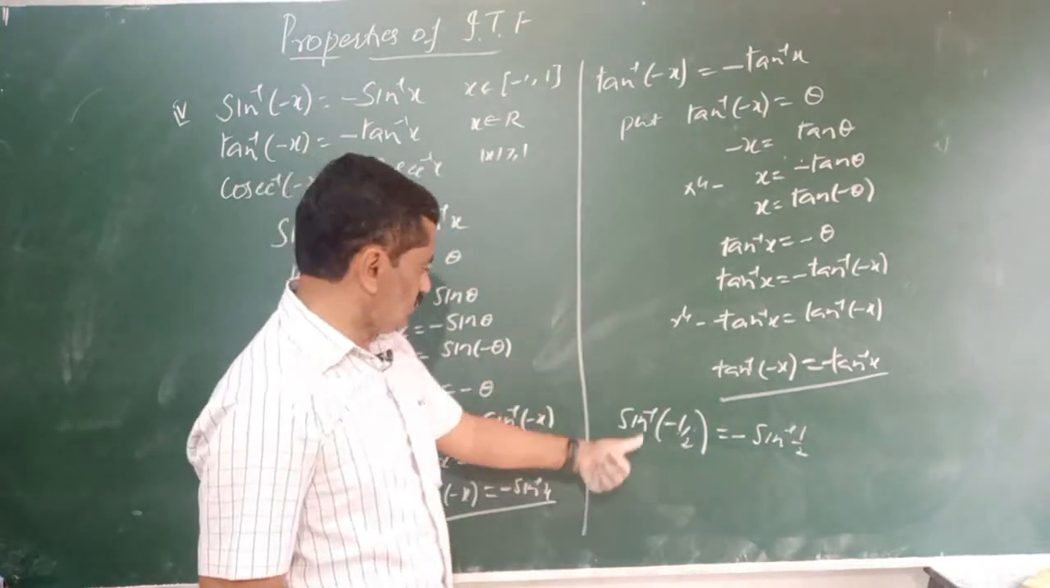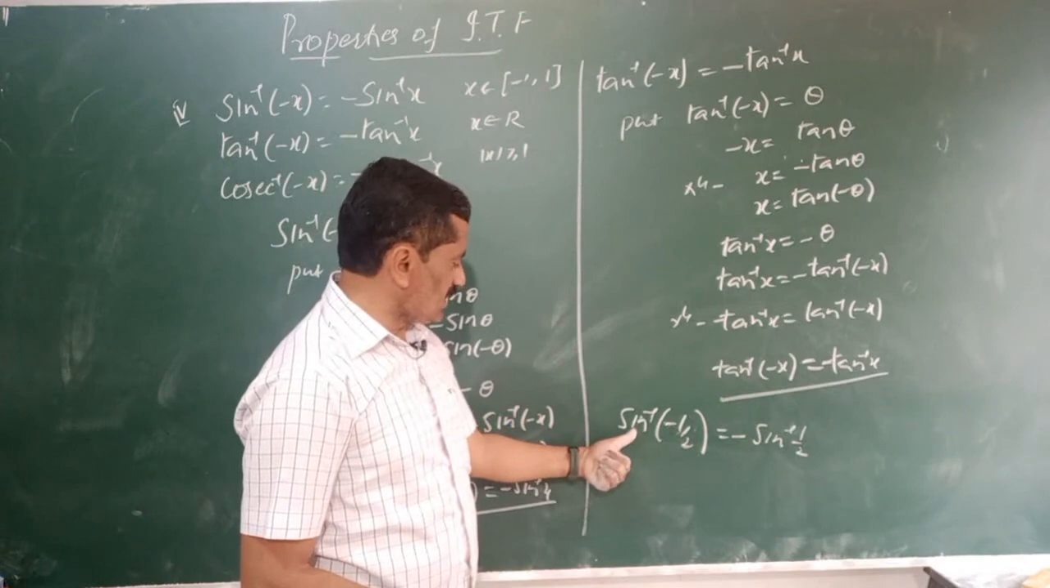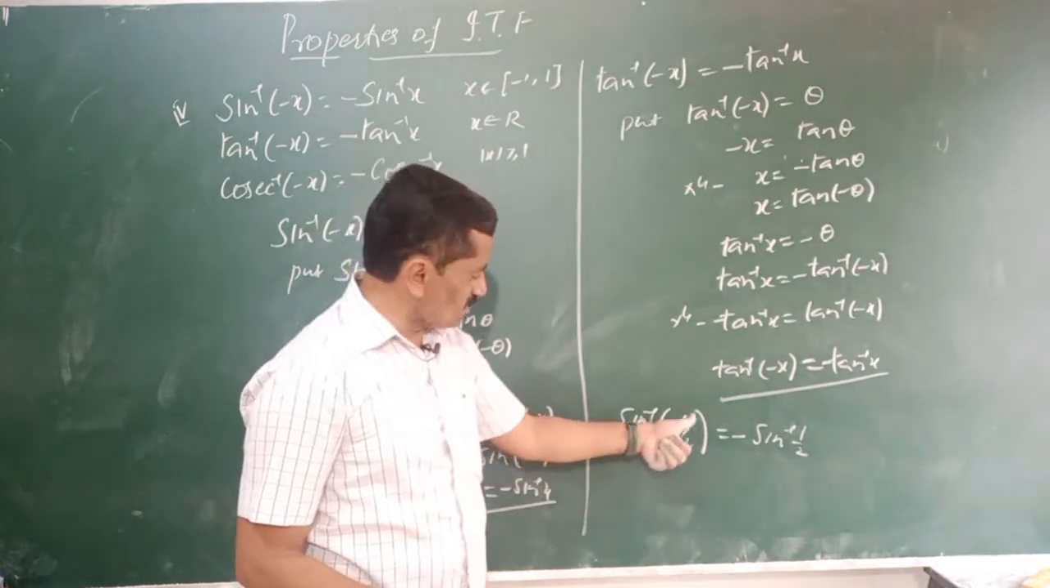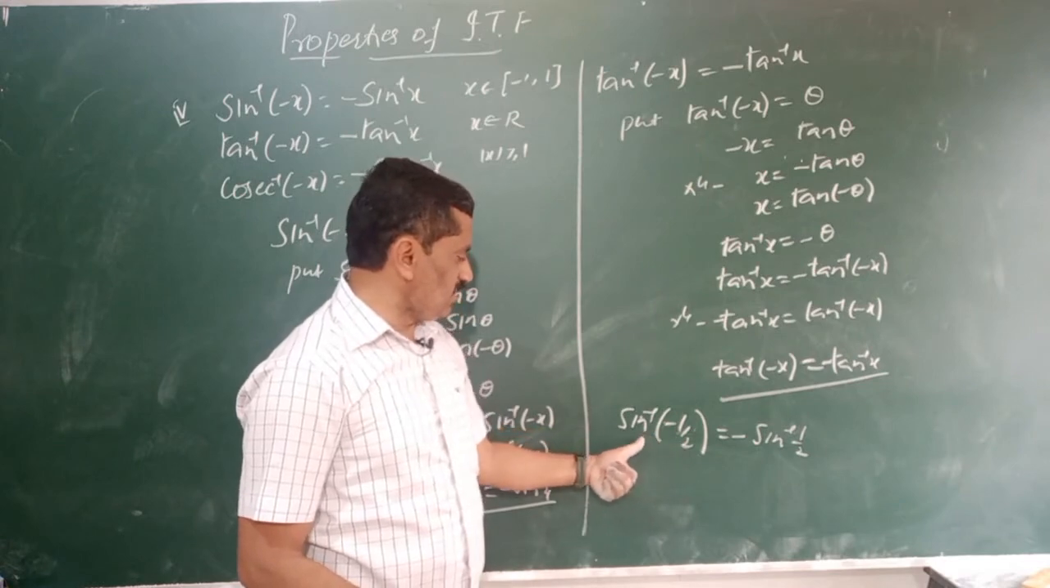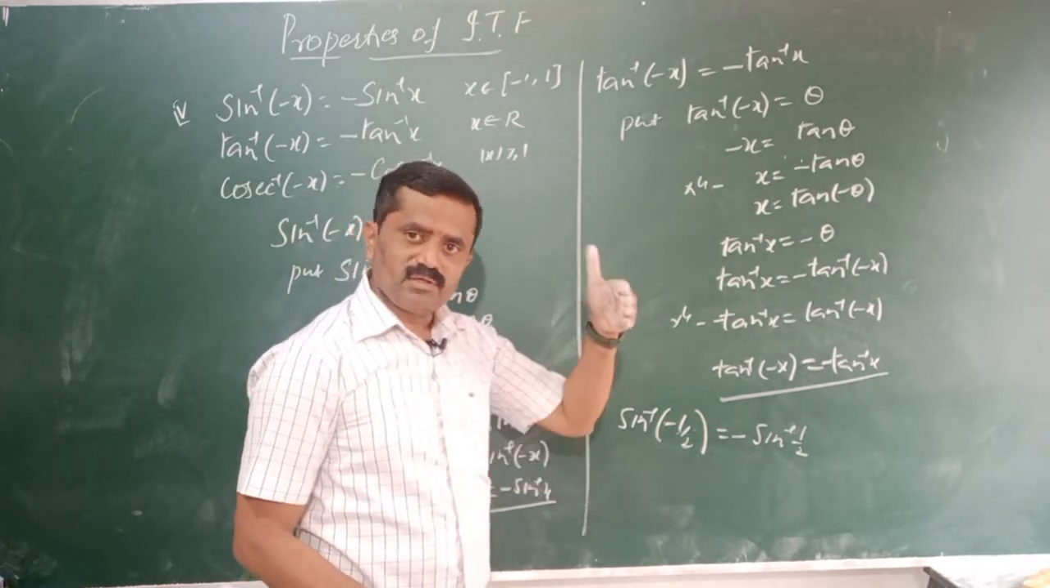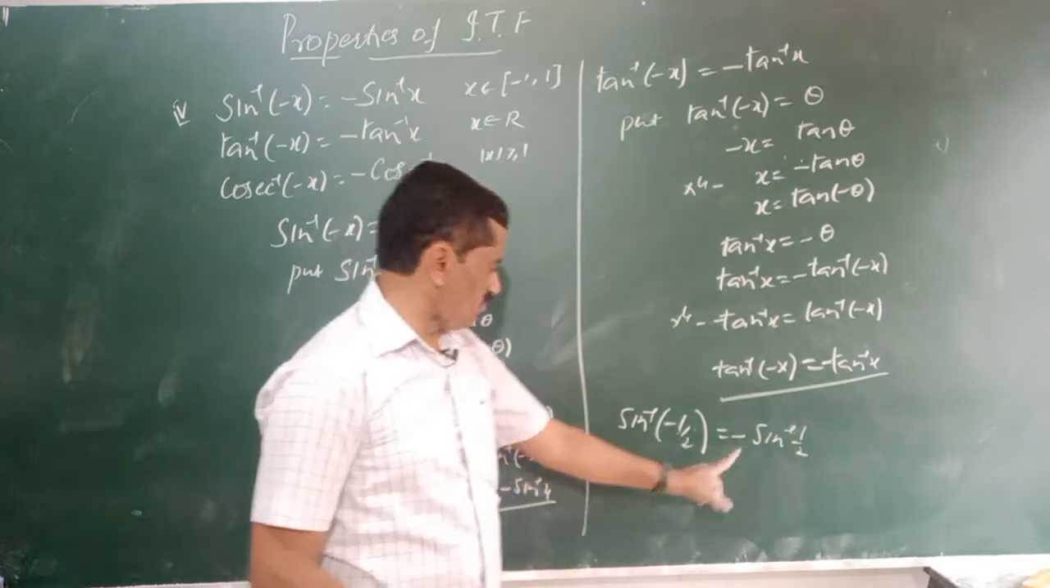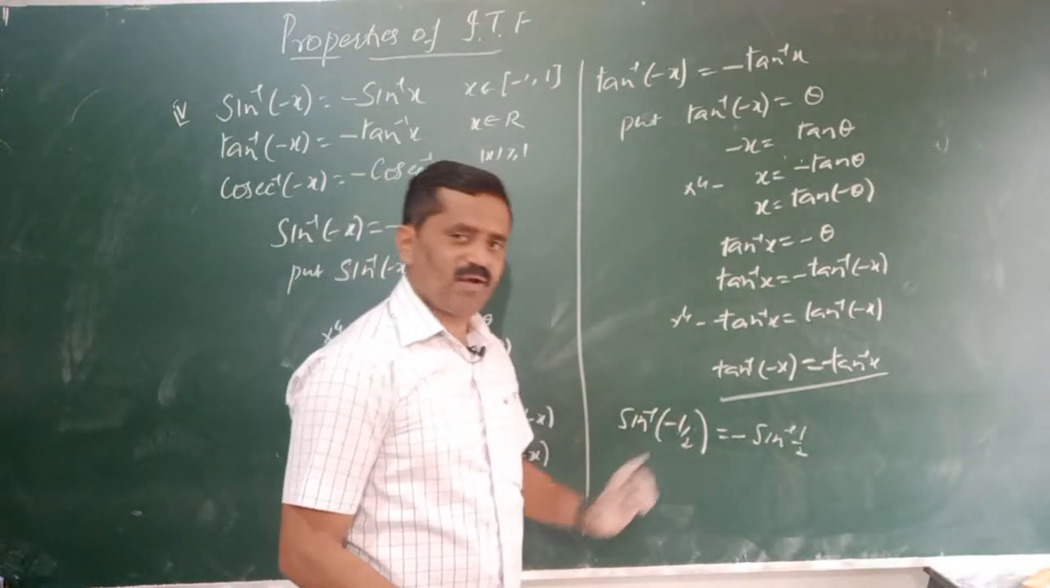Again, dear children, it is in the form of sine inverse of minus x. Here, what is the value of x? That is 1 by 2. We know that sine inverse of minus x can be written as minus sine inverse of x.